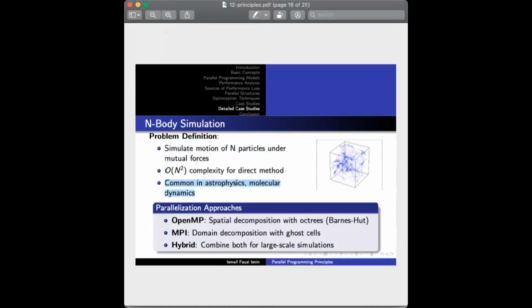To parallelize this effectively at scale, we select targeted approaches.